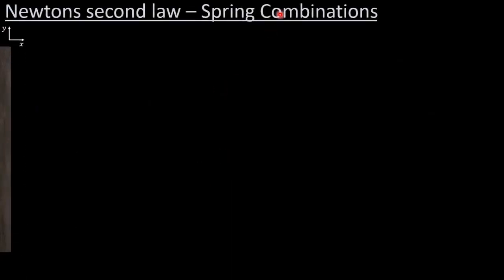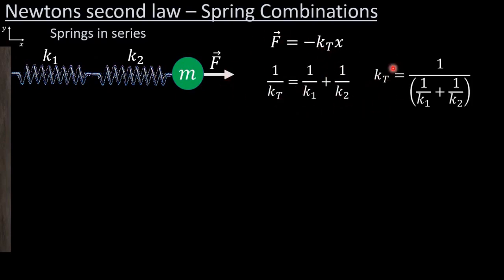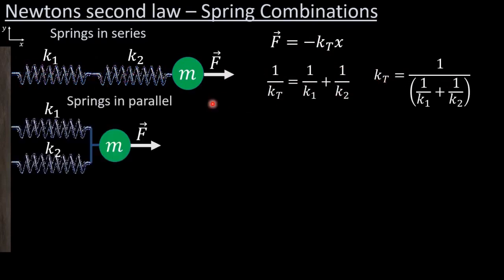So, spring combinations. Let's say we had 2 springs connected in series like this, and we want to find the total spring constant. To do that, we just do 1 over kT, where k sub t means the total spring constant. So 1 over kT equals 1 over k1 plus 1 over k2. That is for springs in series, and then we just invert that to find the total spring constant.